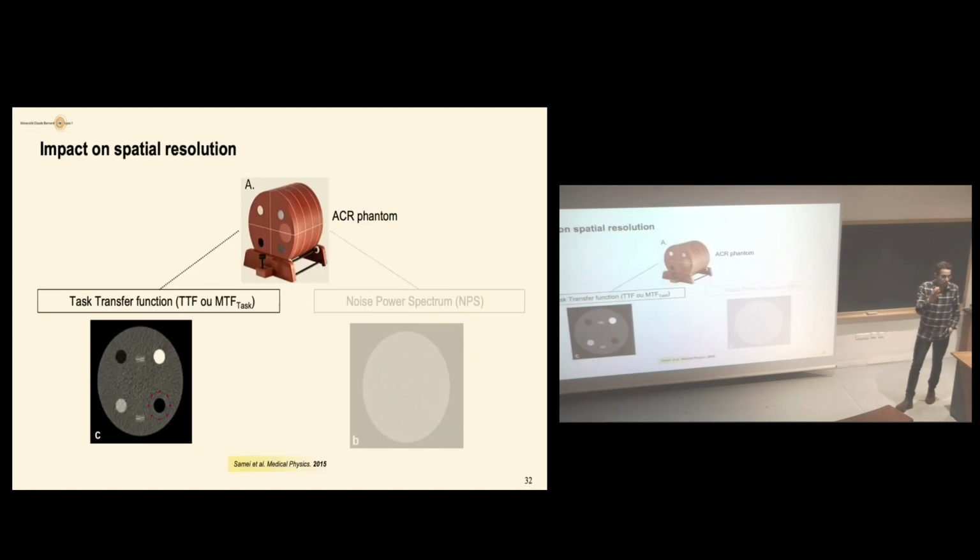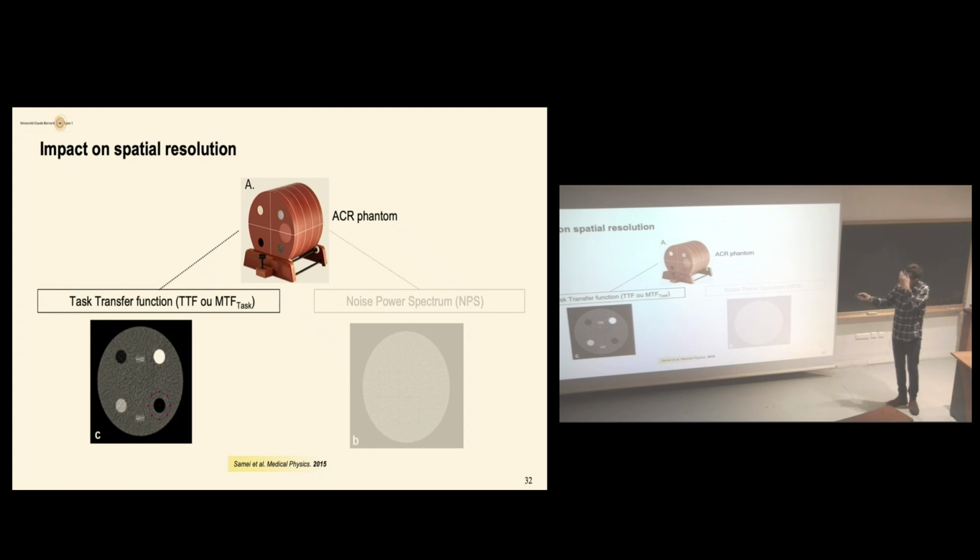So to show you the impact on spatial resolution, I chose to show some results using a specific metric used for CT, which is called task-based metrics. These metrics are interesting because they will show you in the frequency domain the impact on the task transfer function and then on the noise power spectrum.